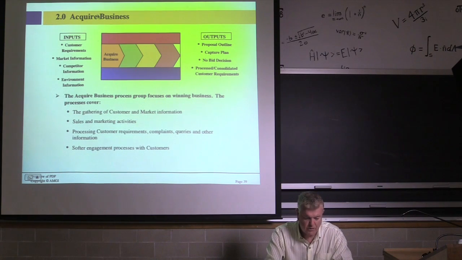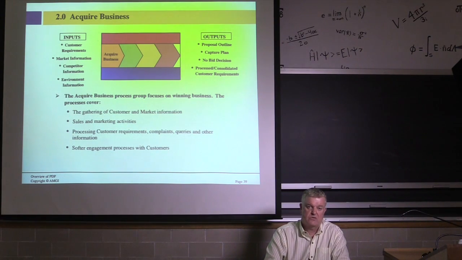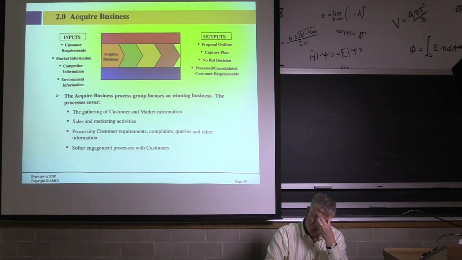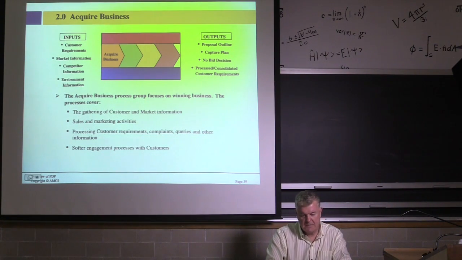So here's the acquire business. This is the inputs for it. And there's the output, the input: the customer requirements, the market information, the competitor information, the environment information. You know, is there a war? What's driving the market at the moment to want to buy more Eurofighter Typhoons, for example? So there's some mega decisions being made, and then the outputs: proposal outline, capture, and no bid decisions.